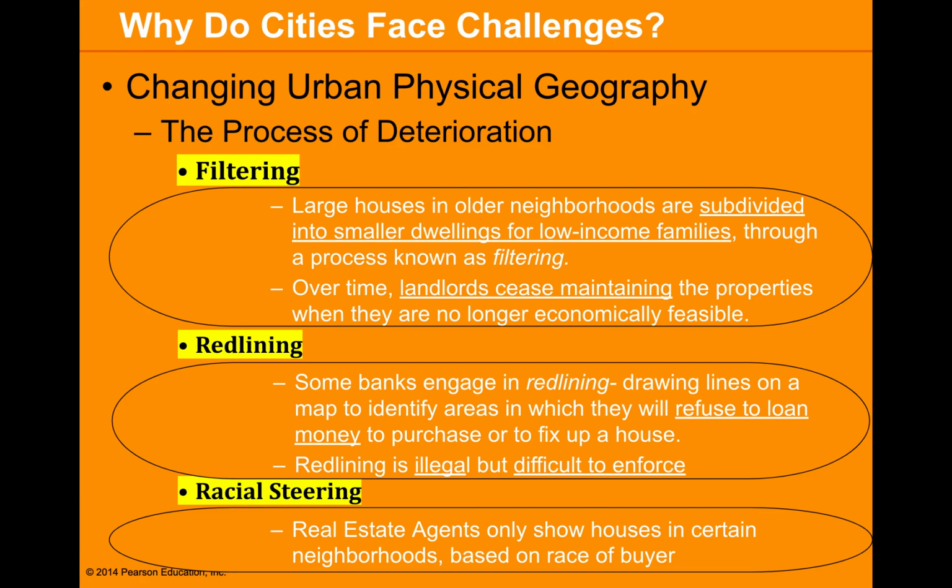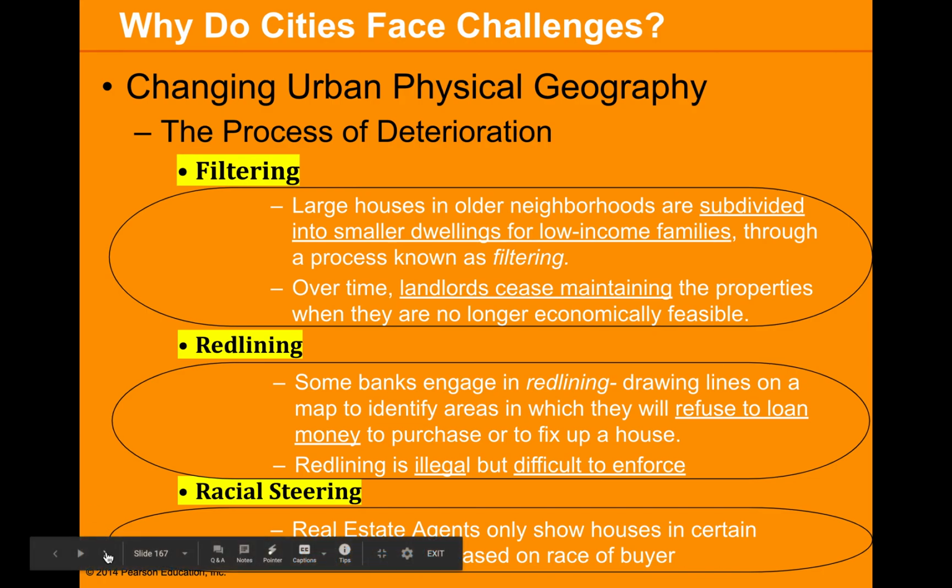Redlining, we talked about again in Chapter 7, Ethnicity. This is when real estate agents draw literally a red line on a map and refuse loans to certain groups. Those loans can be to purchase a house or fix a house. Redlining is illegal, but it's very difficult to prove and enforce. And racial steering is when real estate agents will only show certain races or ethnic groups certain properties. These are all problems of the central city, and specifically of the permanent underclass.